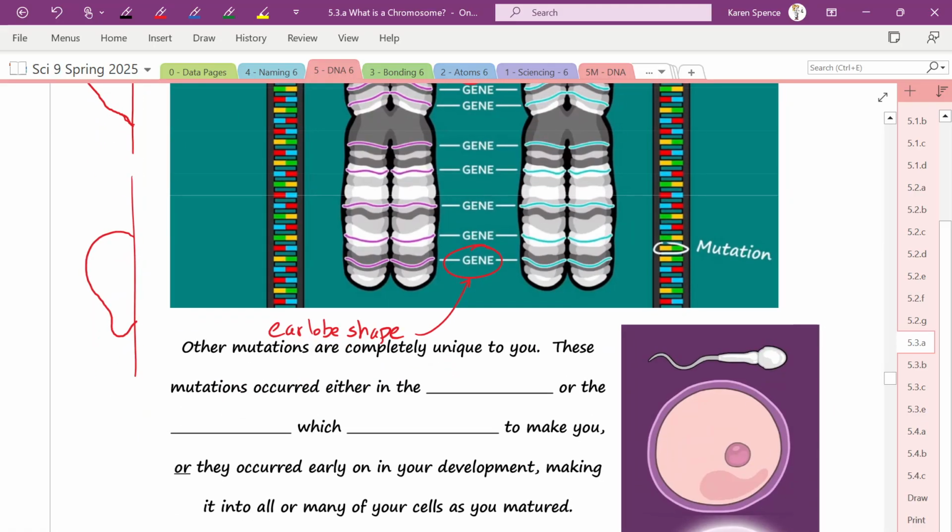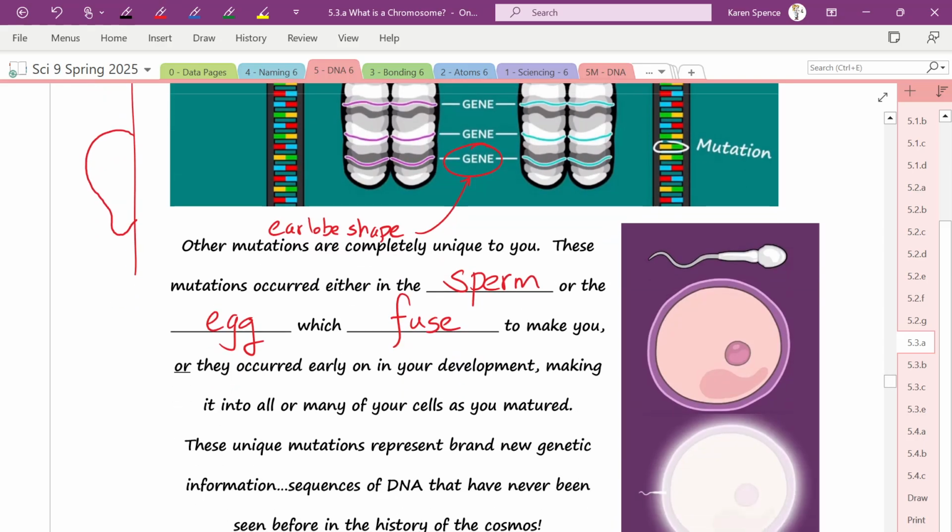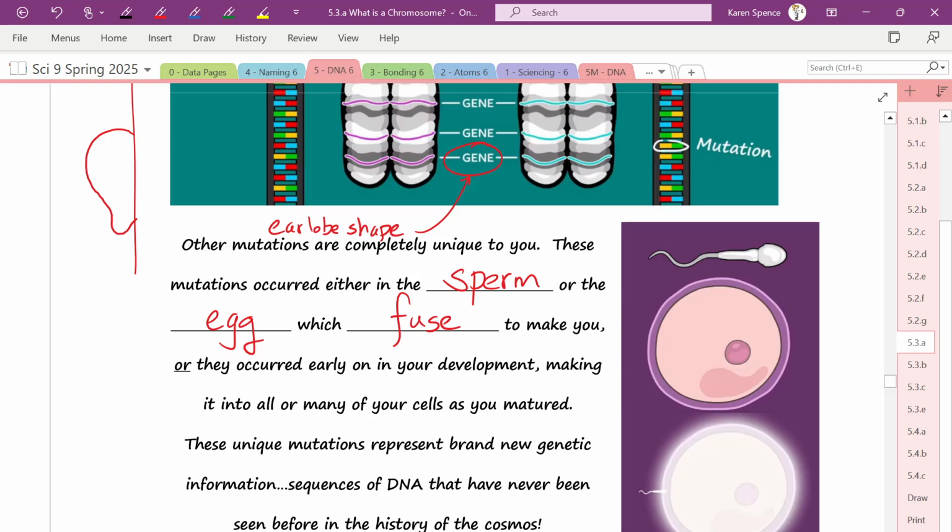There are other mutations which are completely unique to you. These mutations either occurred in the sperm or in the egg, which fuse together to make you. Or it's possible that these mutations occurred early in your development.